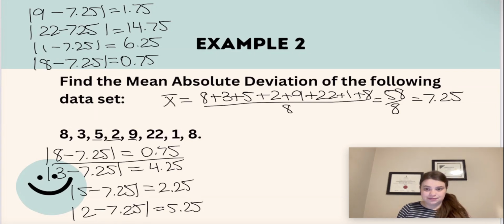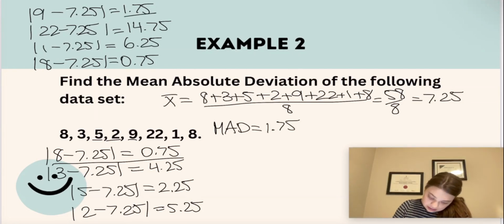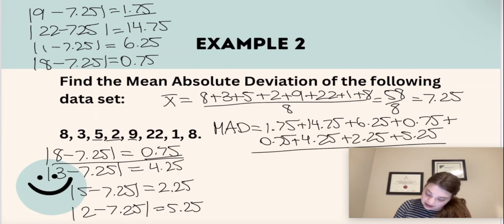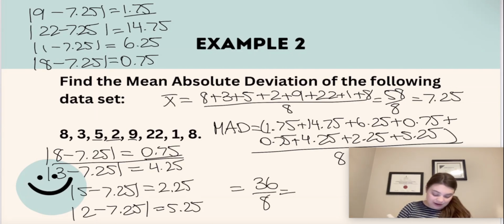Okay, and now I'm going to find the actual mean absolute deviation here. So the mean absolute deviation is going to be adding up all these numbers and dividing by 8. So 1.75, because I'm starting up here, plus 14.75, plus 6.25, plus 0.75, plus 0.75 again down here, plus 4.25, plus 2.25, plus 5.25, and all of that is going to be over 8 because there's 8 numbers overall. So now I'm going to grab my calculator and we're going to figure it out. So let's see, 1.75 plus 14.75 plus 6.25 plus 0.75 plus 0.75 again plus 4.25 plus 2.25 plus 5.25 is 36. So we have 36 over 8, which if we divide that by 8, we get 4.5.